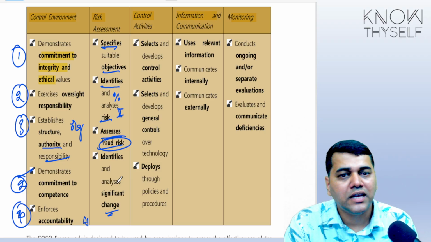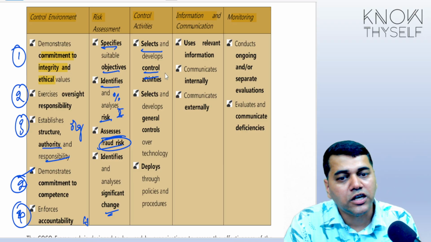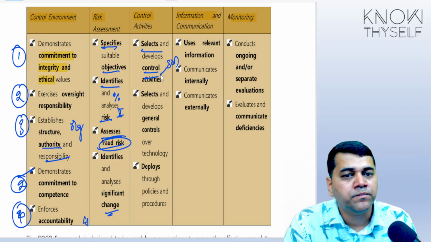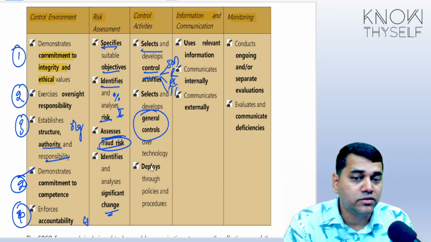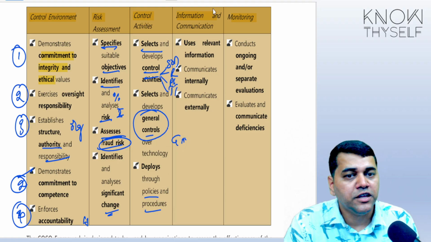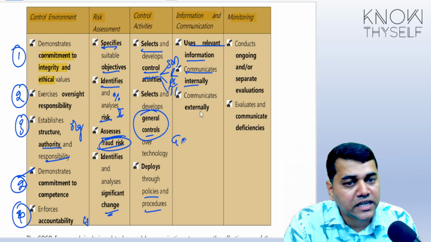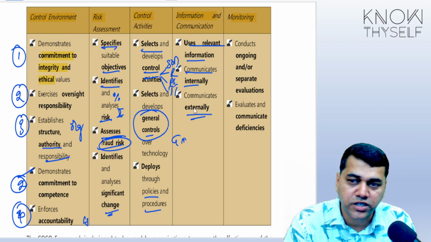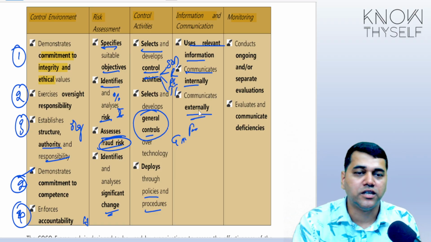principles also. Control activities include selection of the control activities: segregation of duty, review, physical controls, IT based controls. Select and develop general controls and deploy policies and procedures. So, general controls over technology, GITC. Information: use the relevant information, communicate internally, communicate externally. Policies and procedures have to be internally communicated, and financial reporting has to be externally communicated.